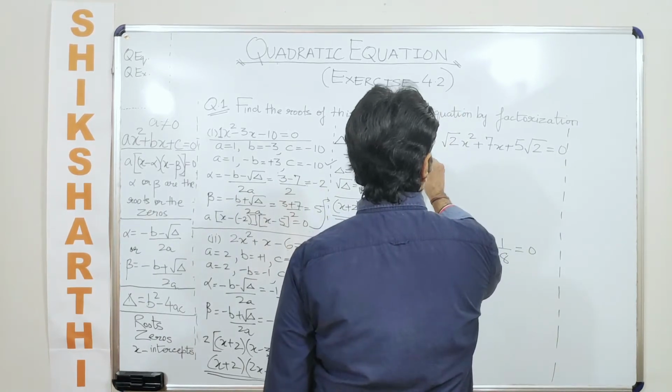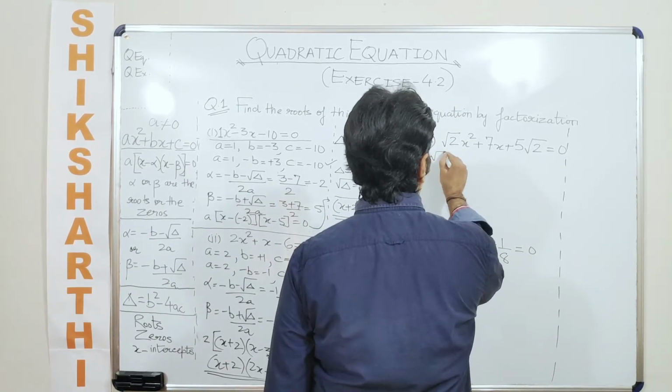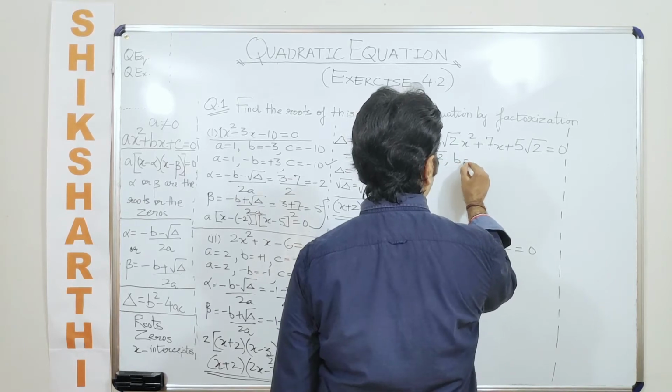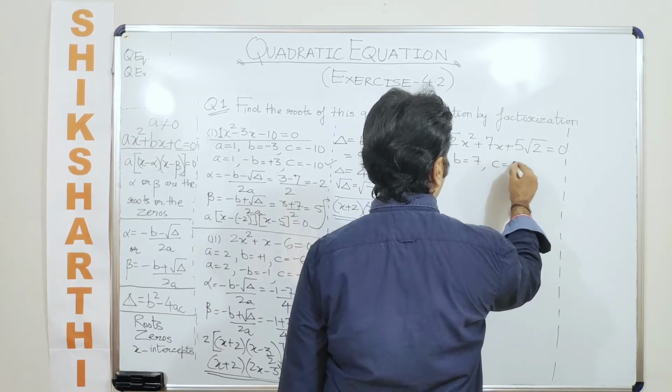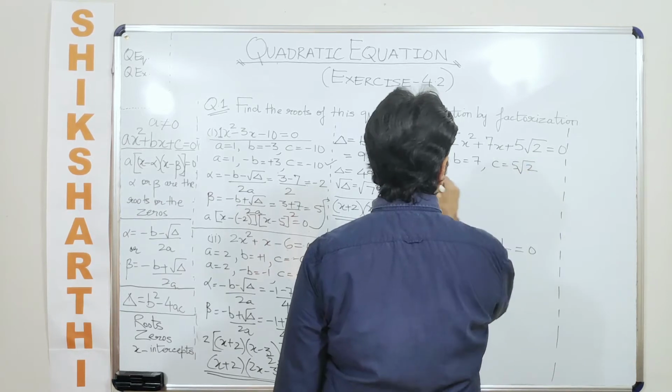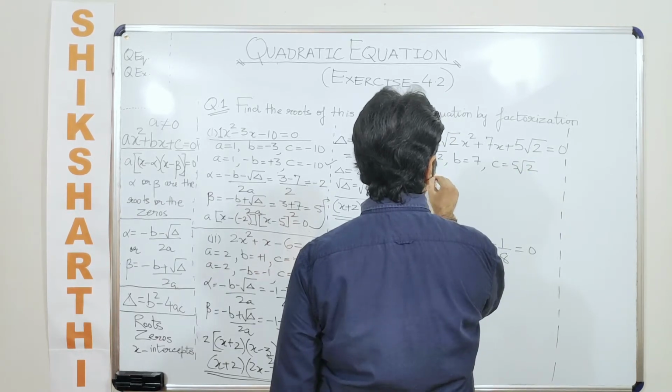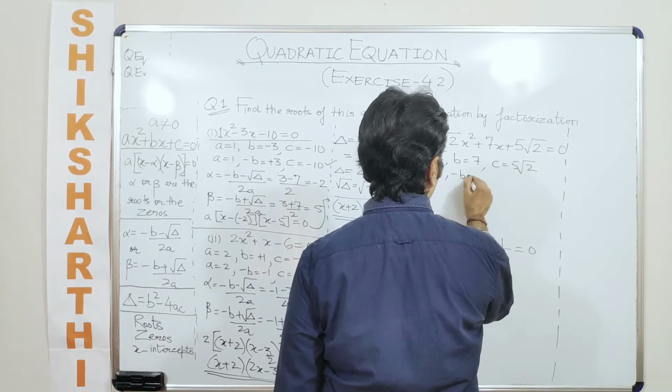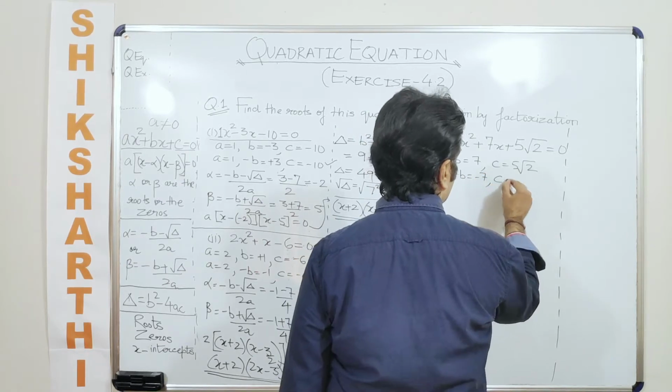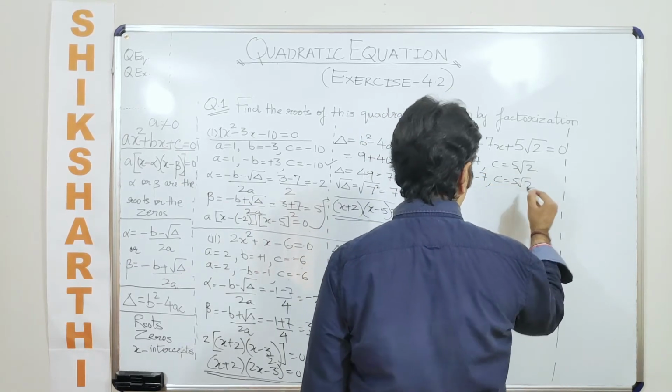Okay, what is the value of a from here? The value of a here is root 2. What is the value of b? b is equal to 7. c is equal to 5 root 2. As suggested, take the value of minus b. So in that case minus b becomes equal to minus 7 and c as it is, 5 root 2.